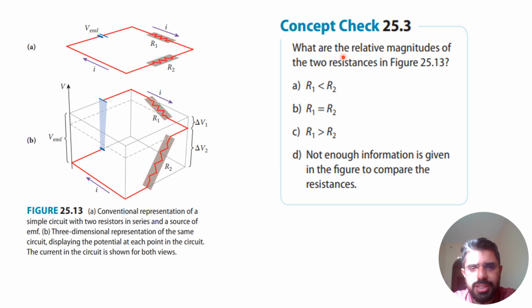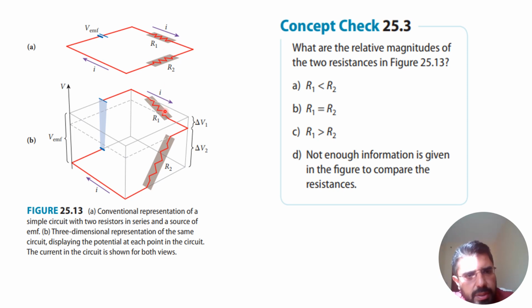Okay, here is a small question. What are the relative magnitudes of the two resistors in this picture? I know it's already 20 minutes, but we have less than 10 slides left and we finish. Please need your patience. Here we have a small picture of a circuit, also a 3D representation. Which resistance, R1 or R2, do you think is bigger or more significant? Which one do you think?